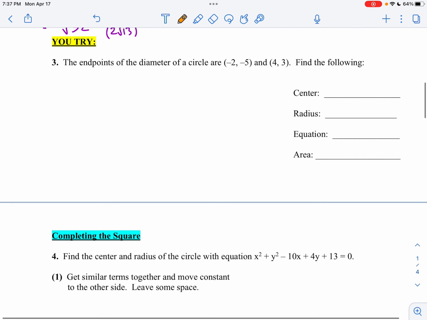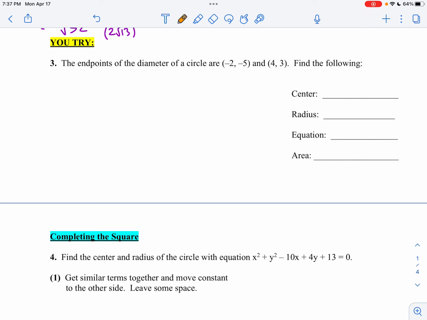All right, now that you've had a chance to try it, let's find out how you did. This time we have the endpoints of the diameter, and we're looking for the center, the radius, the equation, and the area. So there's not a single correct way to do this problem, but one option is the center of the circle is the midpoint of the diameter. So we could start with a midpoint, which we did back in lesson 4.1 a long time ago.